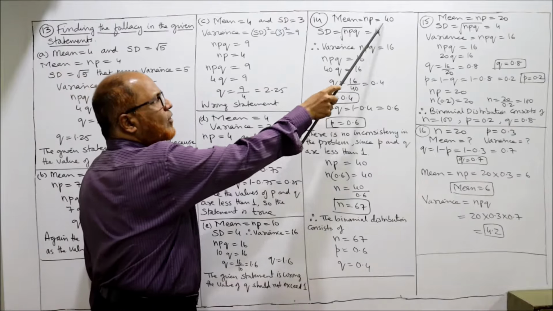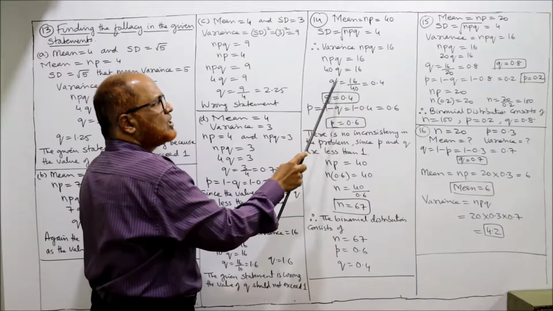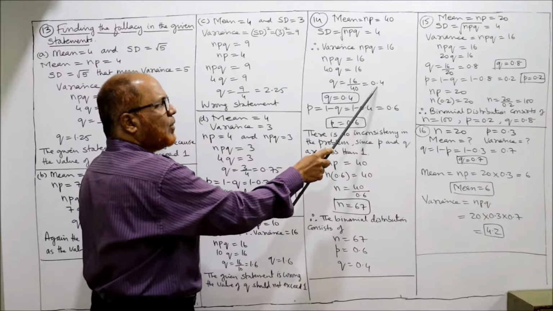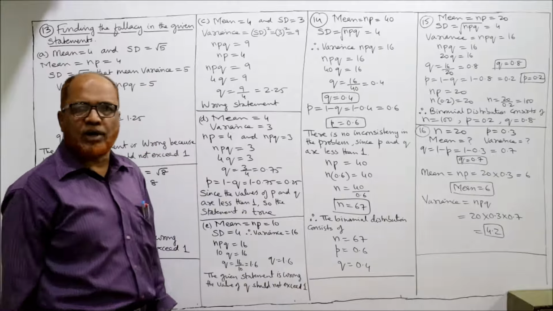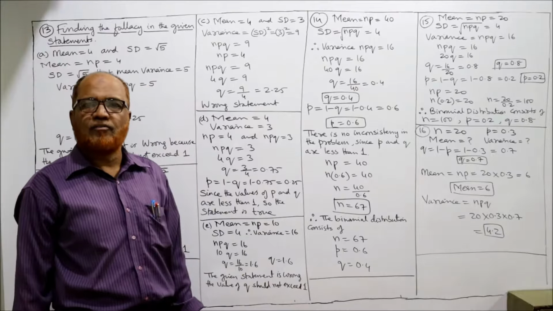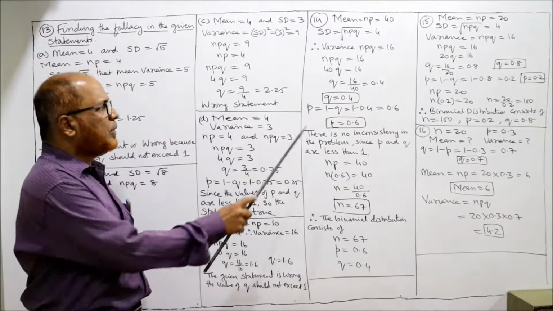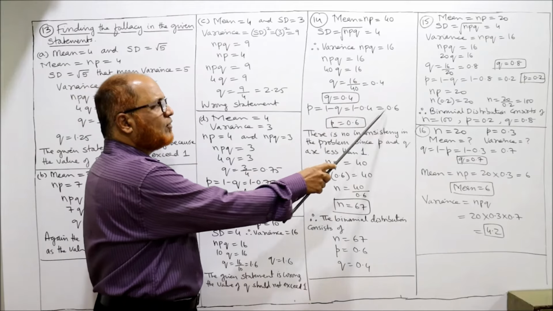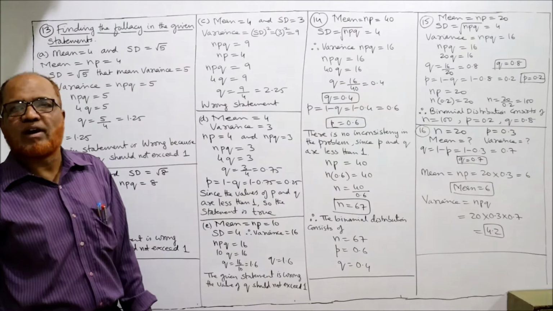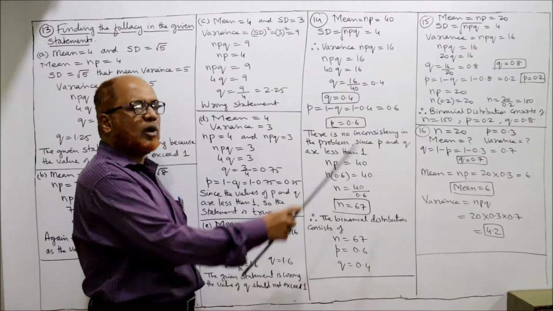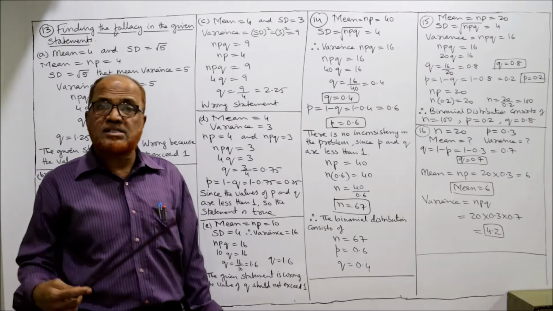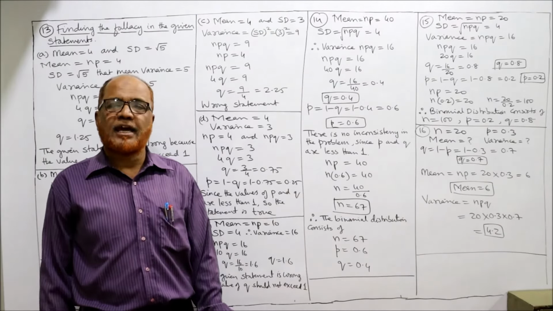NP, how much is NP? 40. 40Q is equal to 16. Q is equal to 16 by 40. 0.4. Q is equal to 0.4. चलिए, we got less than 1. So P is equal to 1 minus Q. 1 minus 0.4. 0.6. So we got the value of P 0.6. Q 0.4. The given statement is consistent.